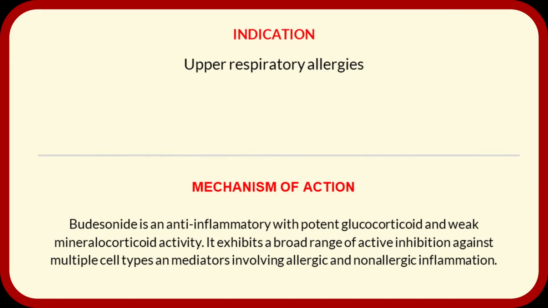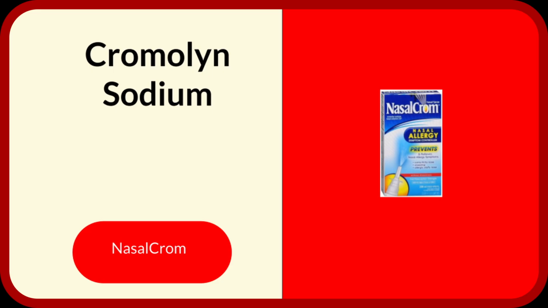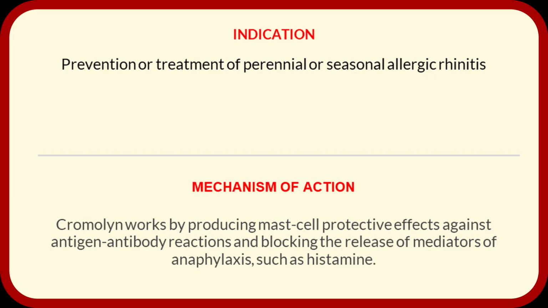Budesonide is an anti-inflammatory with potent glucocorticoid and weak mineralocorticoid activity. It exhibits a broad range of active inhibition against multiple cell types and mediators involving allergic and non-allergic inflammation. Cromolyn sodium, with the brand name Nasal-Crom, is used for the prevention or treatment of perennial or seasonal allergic rhinitis.